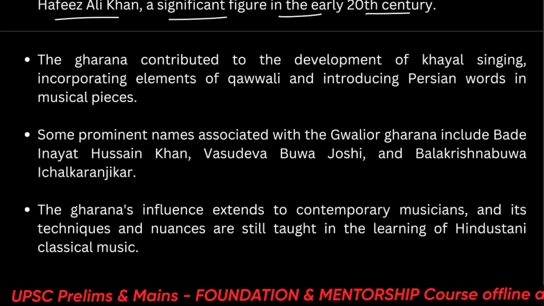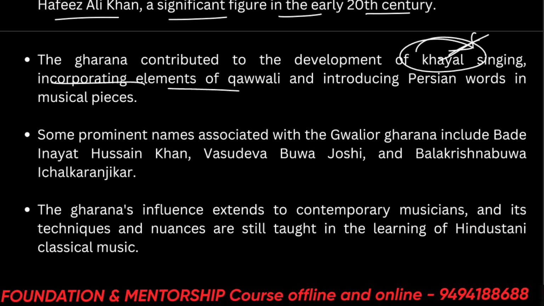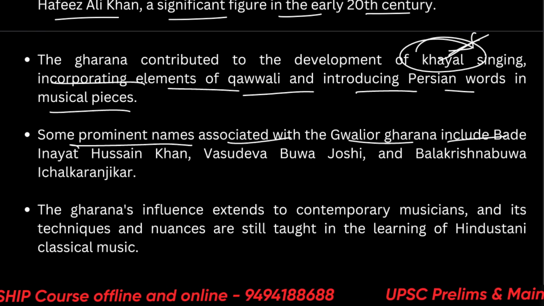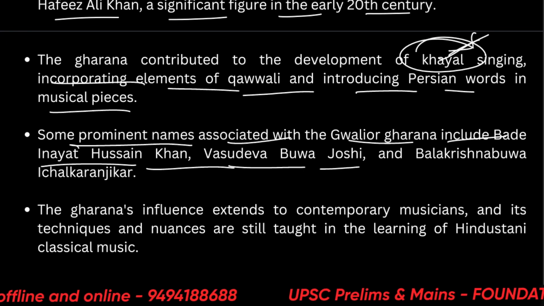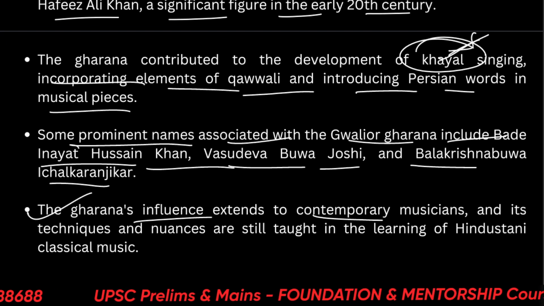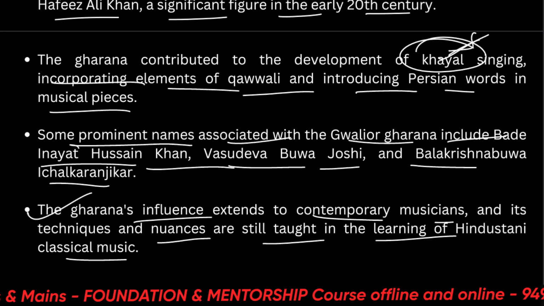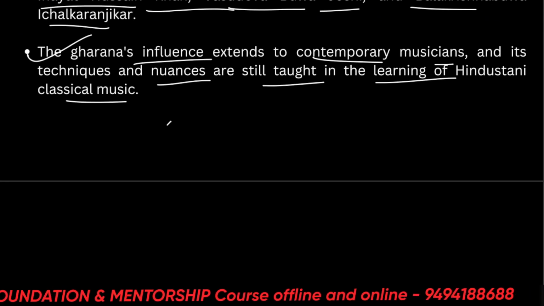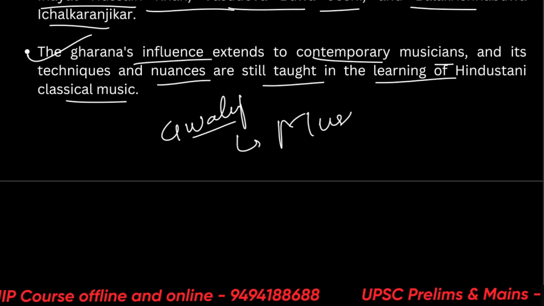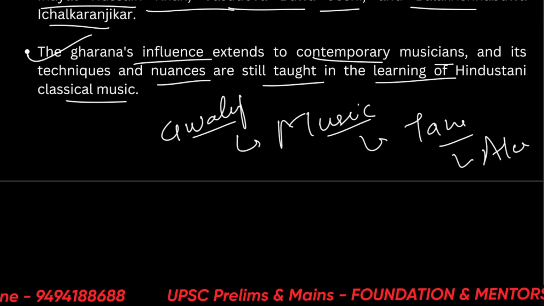So the Gharana contributed to the development of Khayal singing. Please remember this Khayal singing, incorporating elements of Qawwali and introducing Persian bandishes in musical pieces. Some prominent names associated with Gwalior Gharana include Bade Inayat Hussain Khan, Vasudev Buwa Joshi and Balakrishna Buwa Ichalkaranjikar. The Gharana's influence extends to contemporary musicians, and its techniques and nuances are still taught in the learning of Hindustani classical music. So very small news for you. Just remember Gwalior as the city of music. And you can associate Tansen and further Akbar with this.